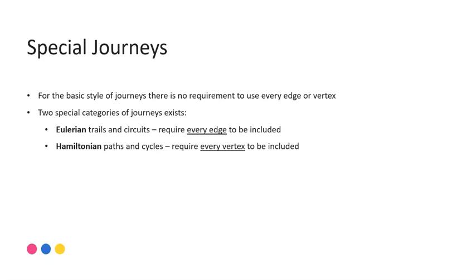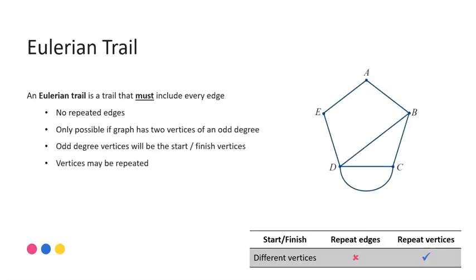So Eulerian trails and circuits require you to use every edge in the journey that you are describing. Remember, a trail will start and finish in different locations, whereas a circuit will start and finish in the same location. And these ones require every edge. The Hamiltonian paths and cycles require you to use every vertex in your journey. A Hamiltonian path will start and finish in different locations. A Hamiltonian cycle will start and finish in the same location. So we're going to have a look at some examples and some little hints and tips for each of those now. Starting off with the Eulerian trail.